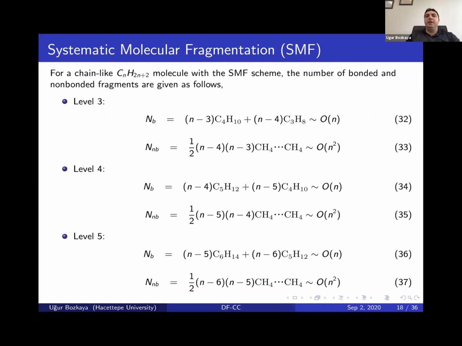For a chain-like alkane molecule with the SMF scheme, the numbers of abundant and non-abundant fragments are given by these formulas. What is important here is that the number of abundant fragments scales linearly with the number of groups, but the number of non-abundant fragments scales quadratically. So the original method is not a linear scaling method.